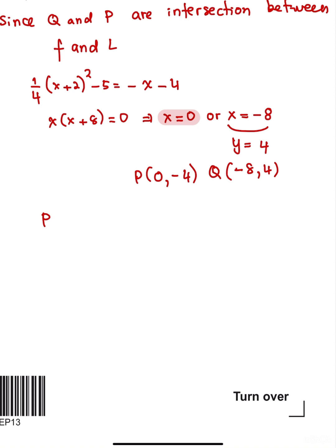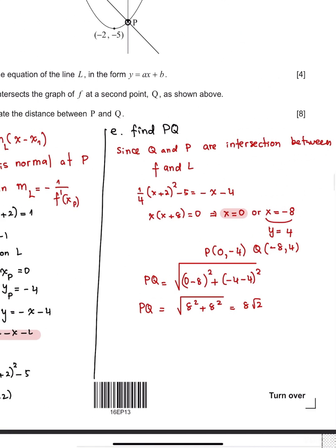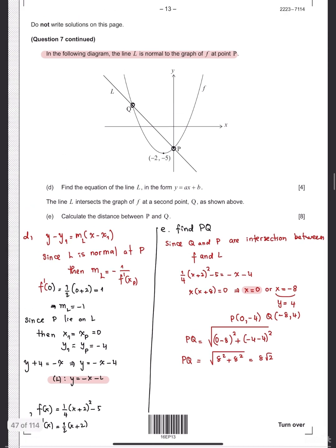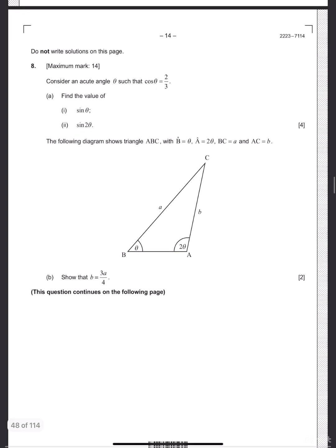So PQ equals what? Square root of (0 minus -8) squared plus (-4 minus 4) squared. So that will be 8 squared plus 8 squared, and that will be 8 square root 2. So PQ is 8 square root 2. This is the distance between P and Q. Okay, so we are done with number 7. We go to number 8.